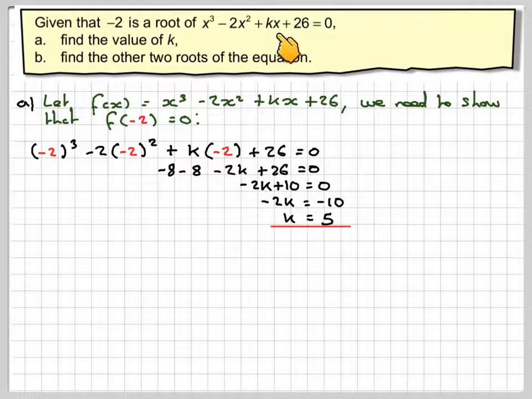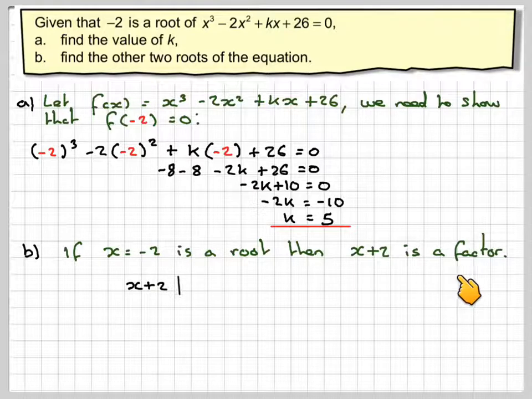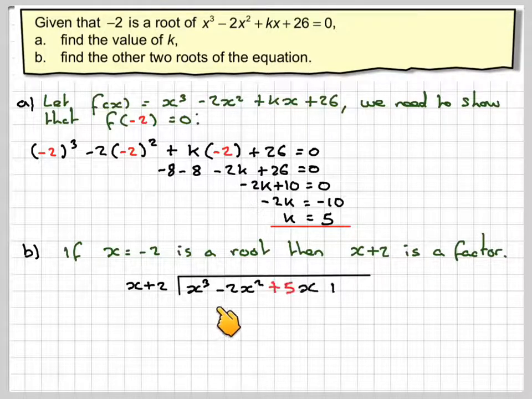Now we know that k is equal to 5, we can find the other two roots of the equation. So if x is equal to minus 2 is a root, then x plus 2 is a factor. And then using polynomial division, using x cubed minus 2x squared, now put my value of k in, which is plus 5x plus 26. Now we need to do some division.